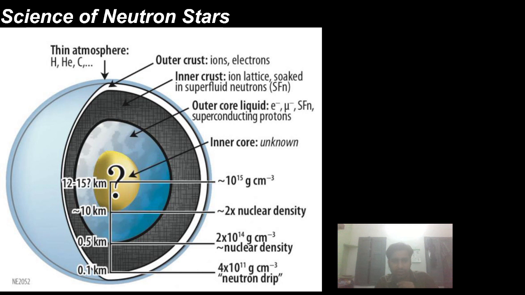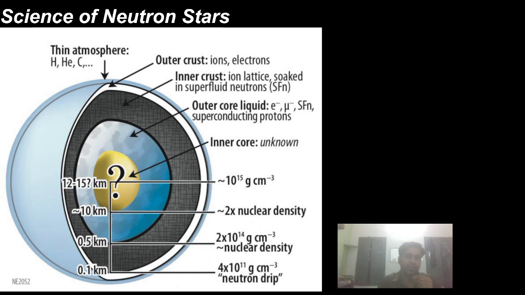Okay, and the density of the material in the layer that is about 0.5 kilometer from the surface of the neutron star is nearly 2 times 10 raised to the power 14 gram per centimeter cube, and that is basically equal to the nuclear density. So the material present in the layer about 0.5 kilometer from the surface of the neutron star has a density equivalent to the nuclear matter density.